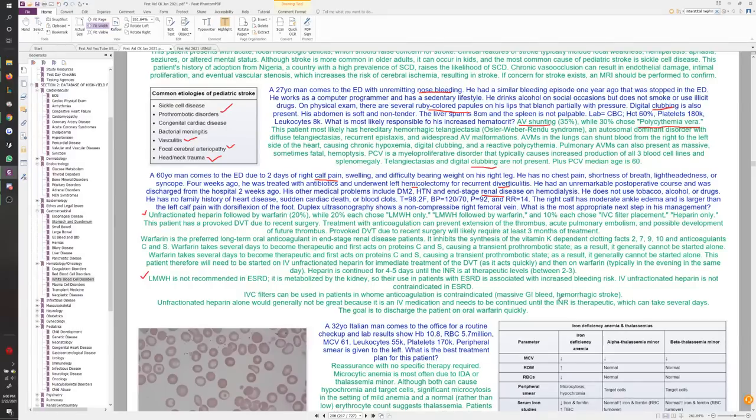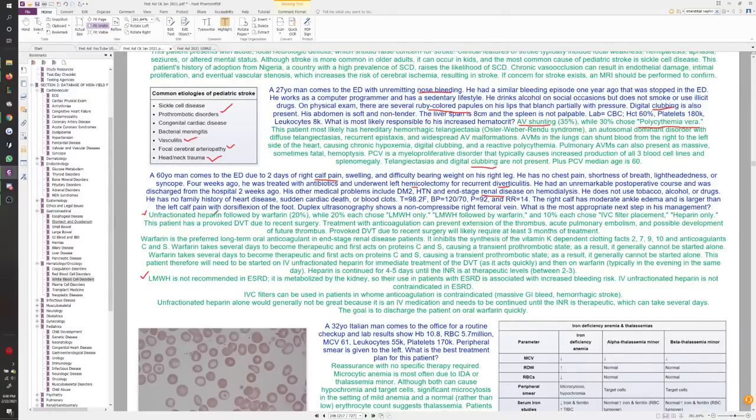Unfractionated heparin alone, the last answer choice, would generally not be great because it's an IV medication and needs to be continued until the INR is therapeutic, which can take several days. Right? You can't take heparin at home. Another key thing to keep in mind. Right? This is why warfarin is so important. You can take warfarin at home by yourself and just keep coming back to make sure INR is within therapeutic range. So this was a great question to tie in a lot of key factors that people often tend to not really know.